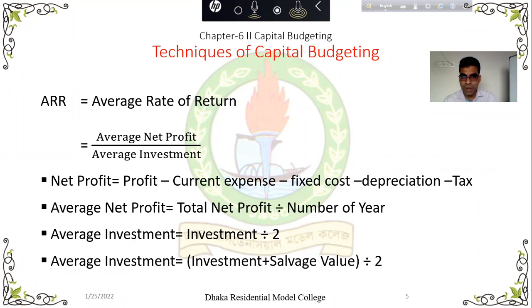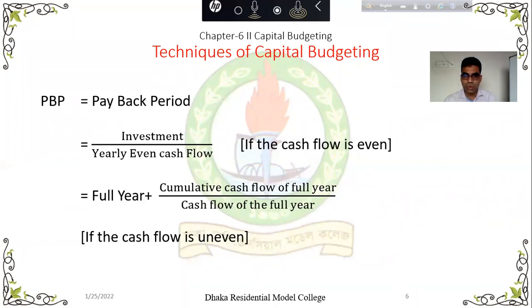Okay, next, payback period. Write down within 1 minute. There are two formulas for getting payback period: if there is even cash flow, or if there is uneven cash flow.